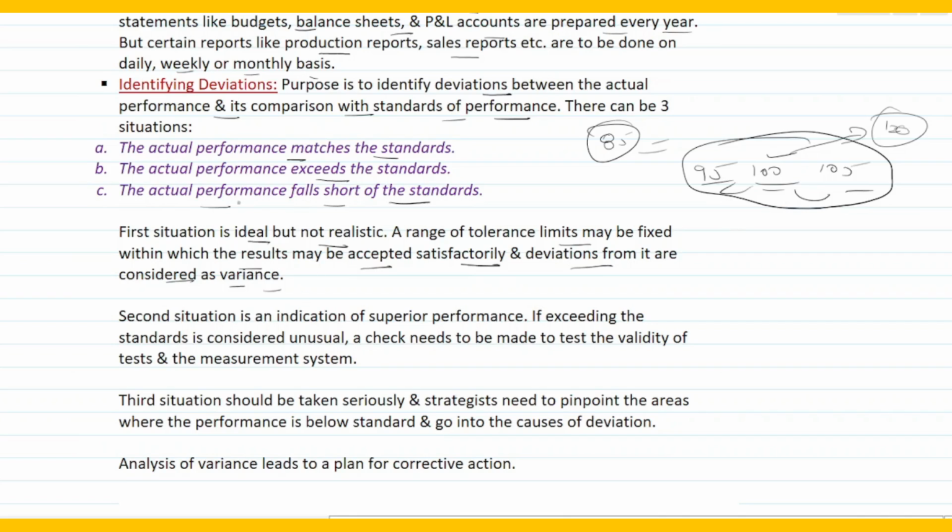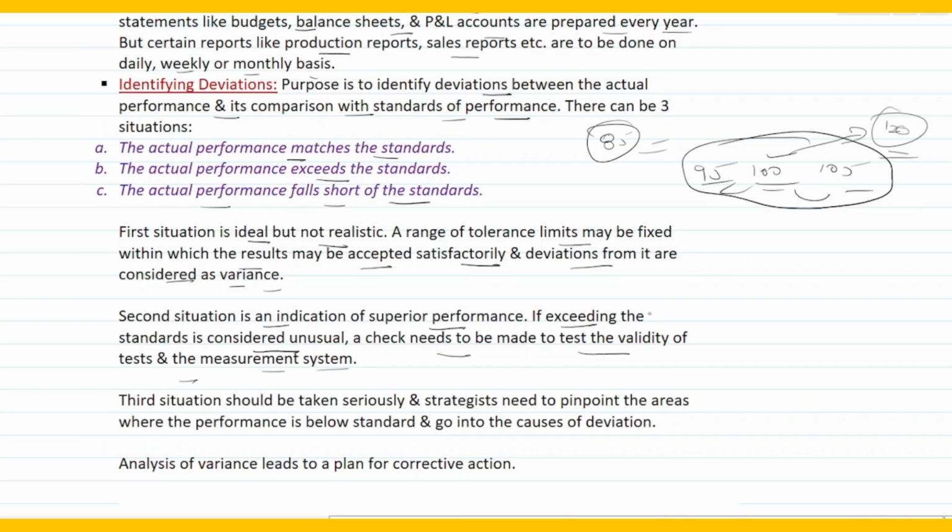Second situation, it says that actual performance exceeds the standards. So that means the second situation is an indication of superior performance. If exceeding the standards is considered unusual, a check needs to be made to test the validity of the test and the measurement systems. Now, as we spoke about this, if 100 becomes 120, then that's well and good. Your business would be doing absolutely well.